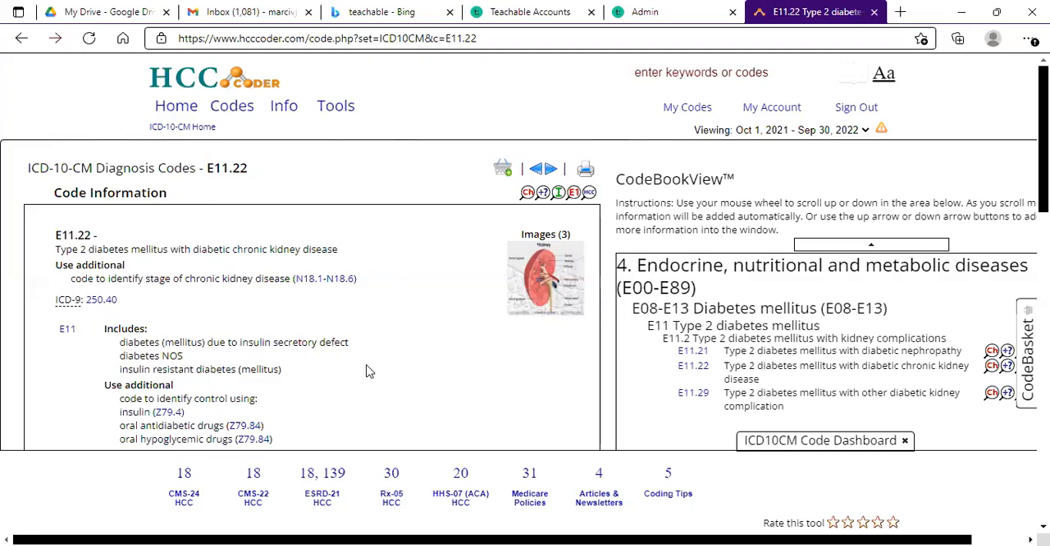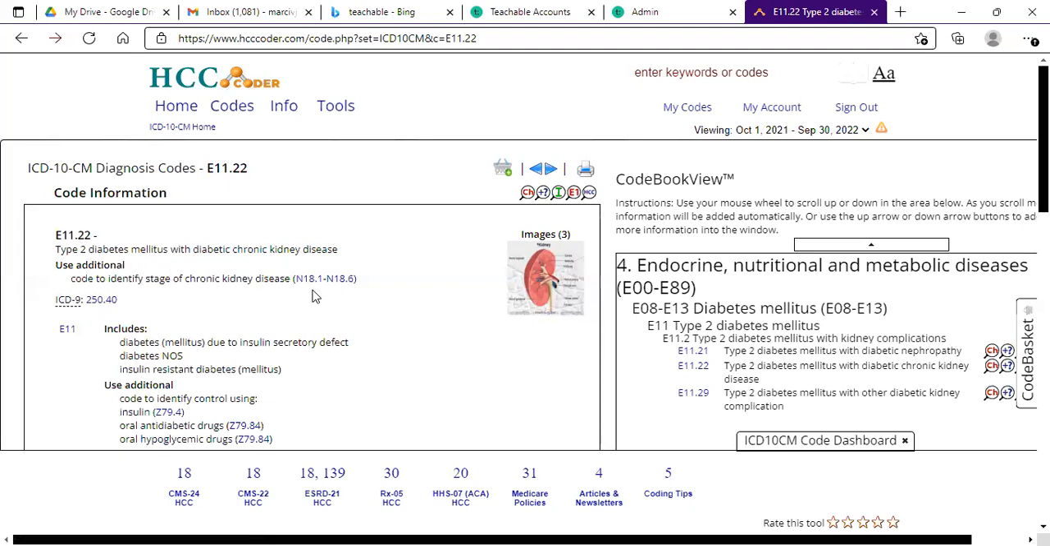So we talked about this before, but I want to make sure I reiterate this because you will see this a lot in the real world. So I want to drill this into your brain while we're on this code. When you use E11.22, which is diabetes type 2 with diabetic CKD, chronic kidney disease, you cannot use the unspecified kidney disease code with this code.